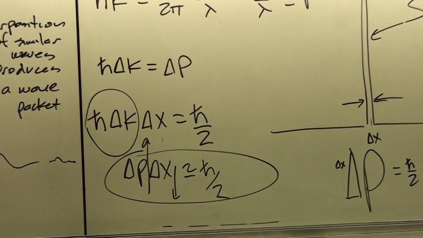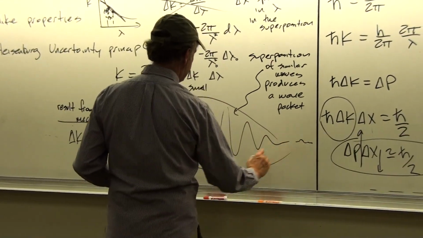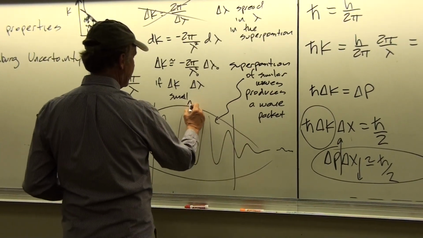And so how do we measure this delta x? Well, over here, we can think of delta x as, say, being like a standard deviation bounds.